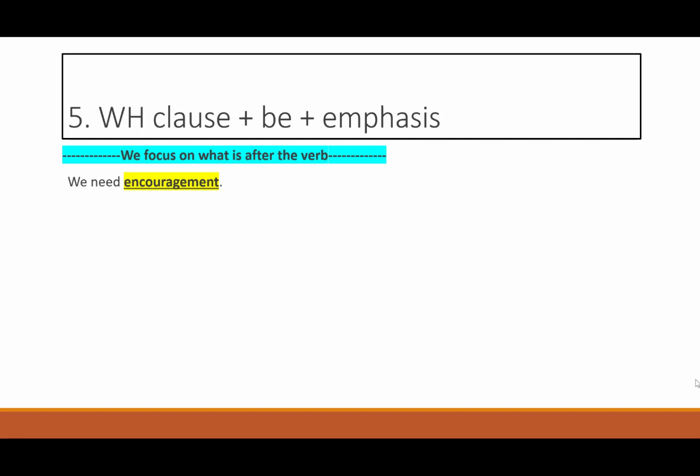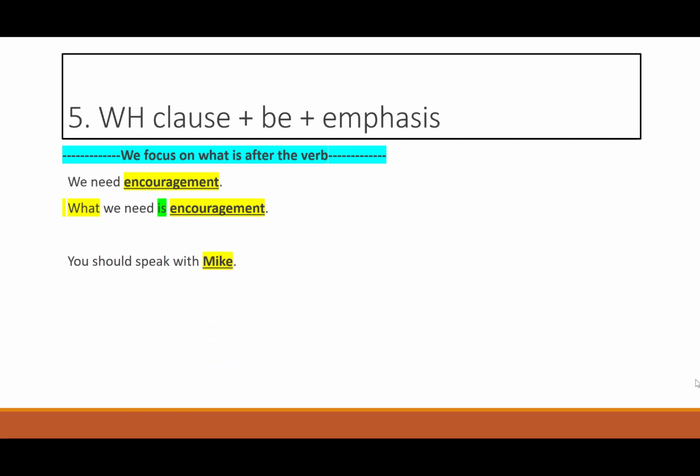Look at the pattern above. What is the WH word we have to use, because encouragement is a thing? Yeah, we use what, and then the subject and the verb we need, and then be. You need to check the tense. We need is in present simple, therefore we use is, and then the emphasis, encouragement. The result becomes what we need is encouragement.